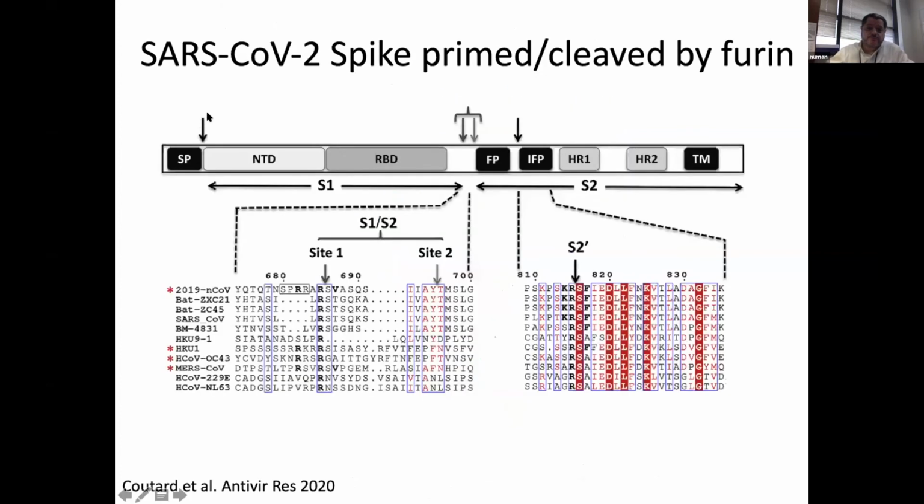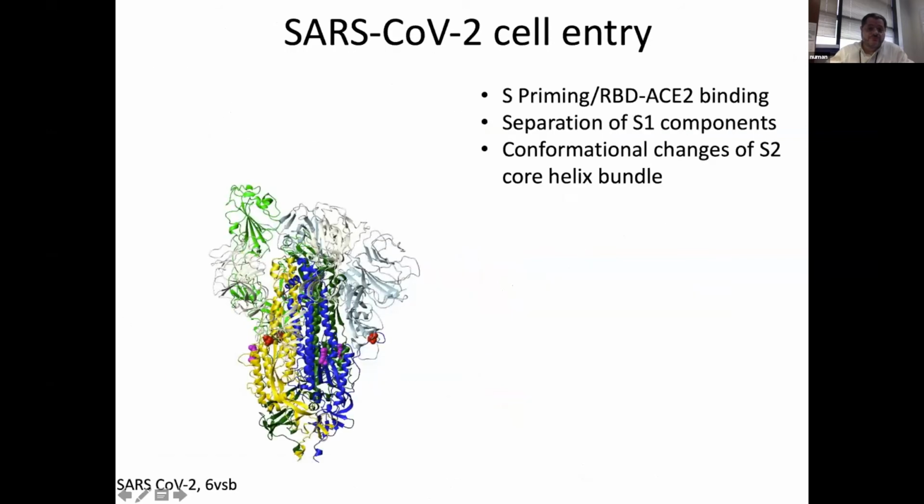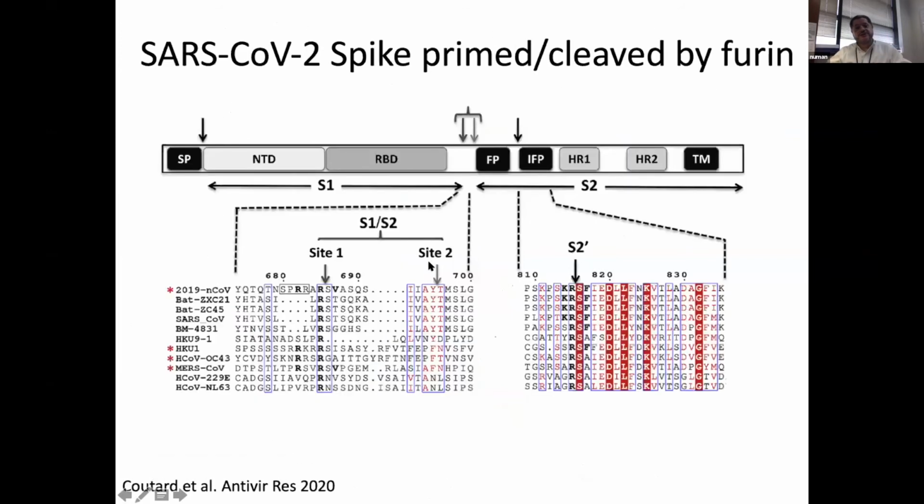If we look at the sequence of these viruses, we see that the new virus acquired a new furin cleavage site at this position here. The red stars indicate that it's already confirmed experimentally that they also use furin to cleave the protein.